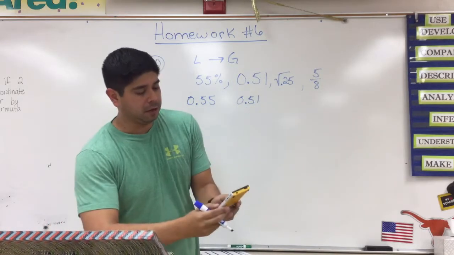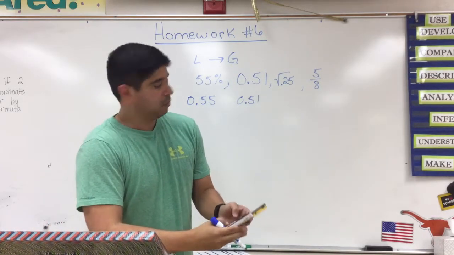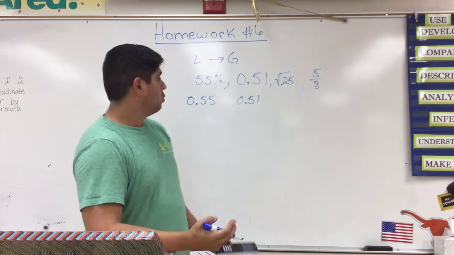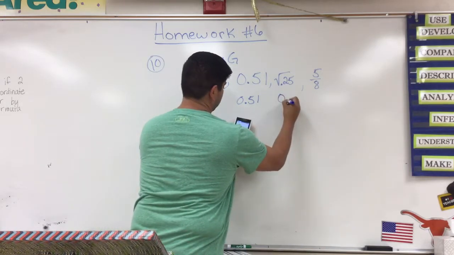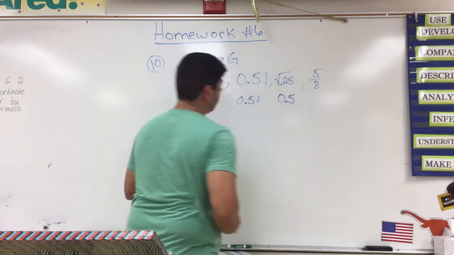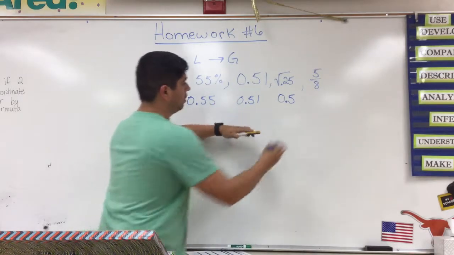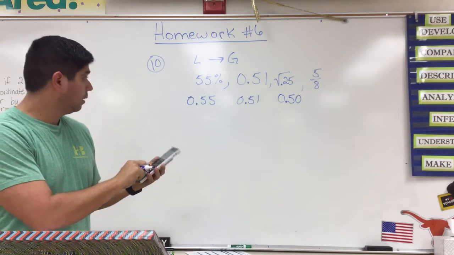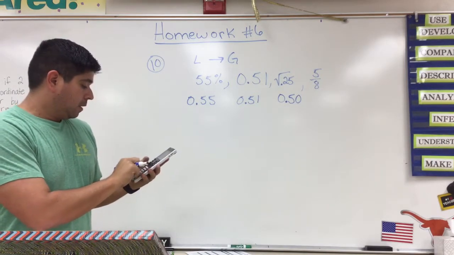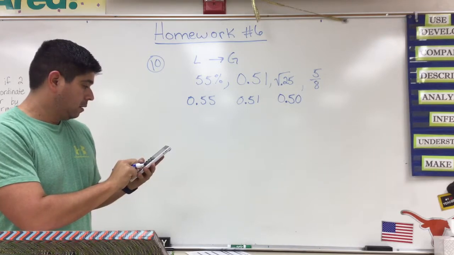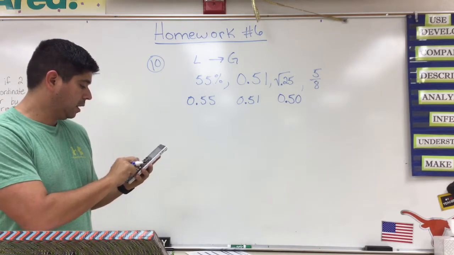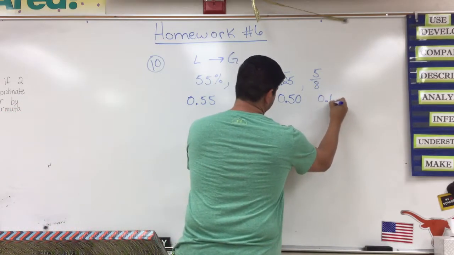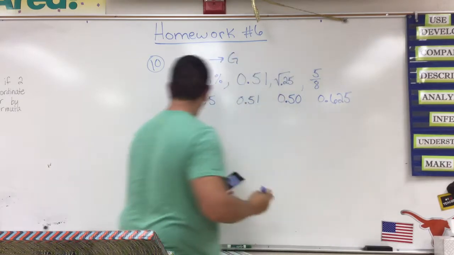So put that in your calculator. Control square root is going to be, and I'll put 0.25 inside of it, hit enter. We get 0.5. Now I want to make it look like the rest of these, so I'm going to put a placeholder of a 0 there. And then lastly, 5/8. Okay, control, 5, and then 8. We get 0.625.